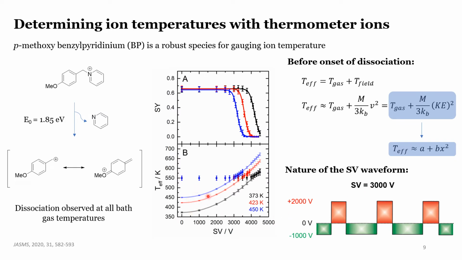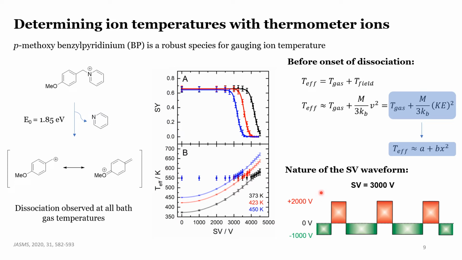Now, as a point of interest, in terms of correlating predicted effective temperatures with those determined experimentally, the nature of the asymmetric SV waveform must be taken into consideration. The maximum voltage under the high field condition is 2/3 of the peak-to-peak voltage applied. So again, for example, at 3000 volts separation voltage, the max potential is actually 2000 volts. In terms of ion effective temperature, ion heating is going to be at a maximum under the high field condition, which therefore defines the fragmentation behavior of the ion for each SV cycle.